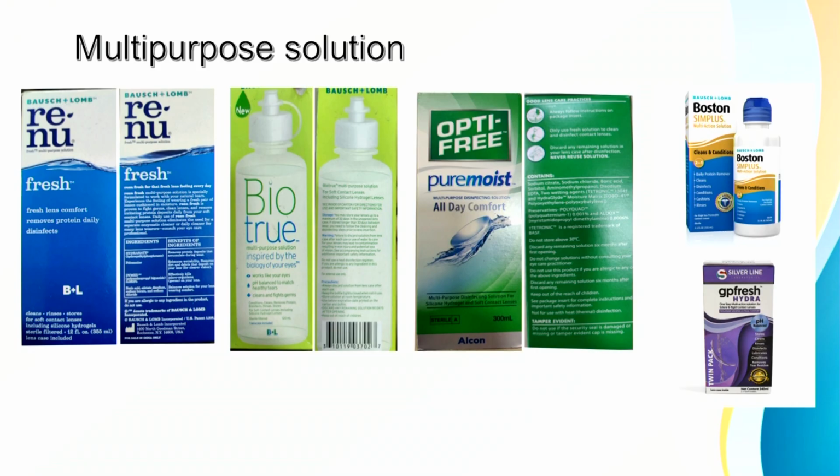These are a few solutions. The first three, the Renew, BioTrue and the Pure Moist, are for soft contact lenses, and the other two, the Boston and the Hydra Fresh, are for the corneal GP lenses, the RGP and the scleral lenses. So you have a difference in all the solutions. All the solutions are not the same.